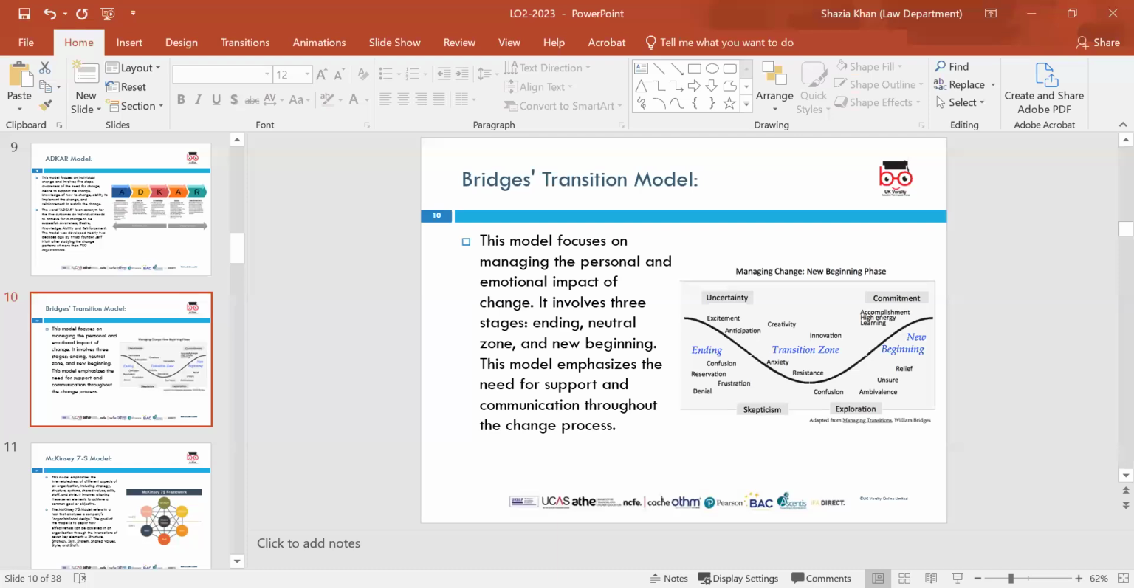Then you have the neutral zone, which is once members of the organization come to terms with the impending change, there's a neutral stage. And the new beginning, which is the last stage of the transition, involves building a foundation for the way forward. So the future here is where the new beginnings will start, and there's more relief, and there's trying to prepare for the future.